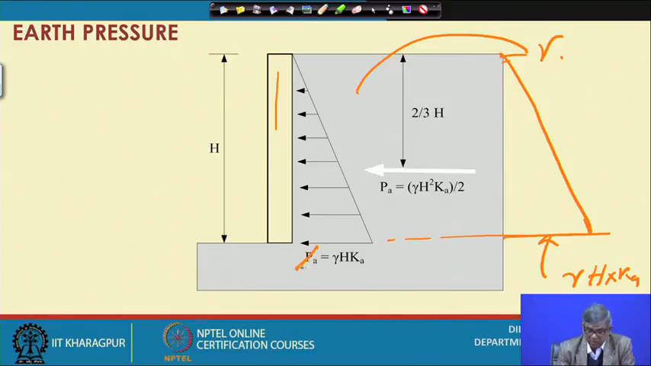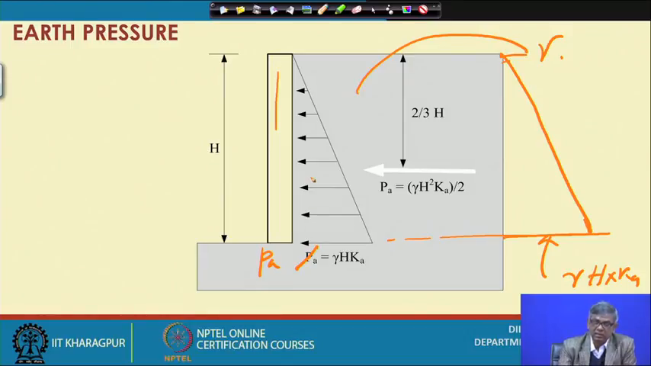So, this is actually P A at this point, which will be gamma H K A. So, this is the gamma H K A. Now, if I want to find out the thrust on the wall, that means the total thrust because of this backfill pressure, then this is the pressure acting on the wall. When I have converted the soil pressure by this active pressure, we can assume that soil is not there now. Now, because of this pressure or this loading on the wall, what will be the total force?